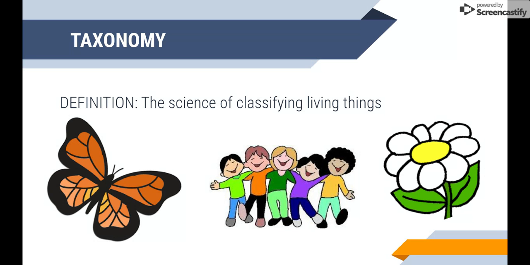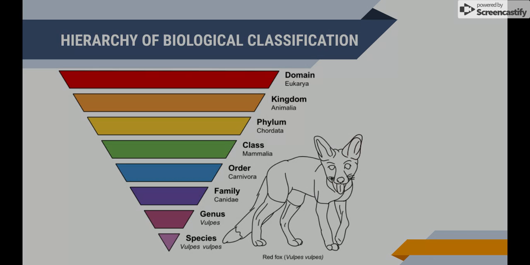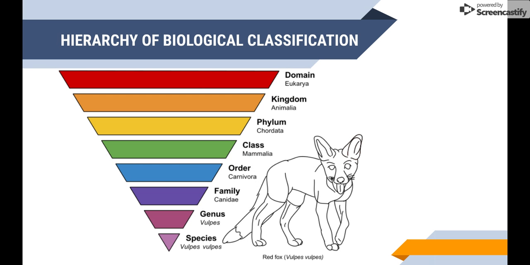Cladograms are part of the science of taxonomy. Taxonomy is the science of classifying living things, and this is exactly what a cladogram does. Before we can learn the specifics of a cladogram, it is important to understand the hierarchy of biological classification. This is the way that scientists have used for many years to help organize and classify the 2 million different living things found here on Earth.